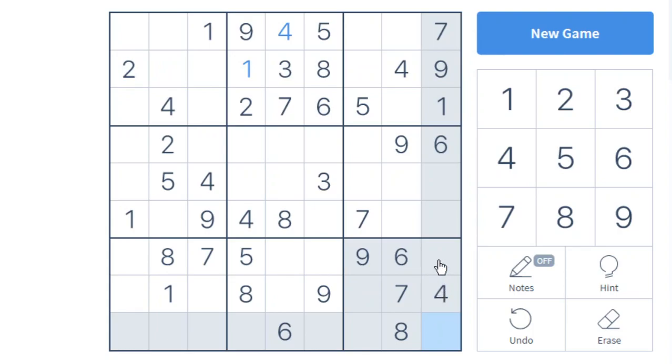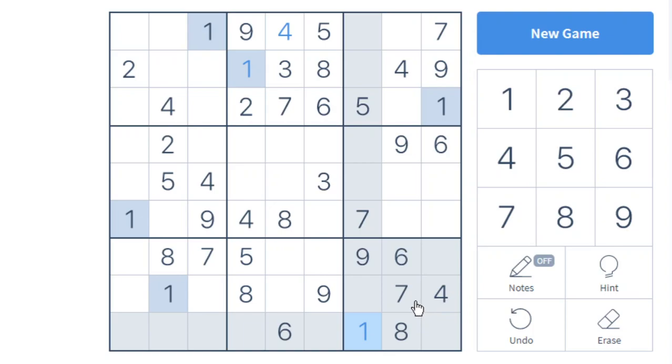We are missing a 1, a 2, a 3, and a 5. Now, we can't have a 1 in this row. We could have a 3, a 2, or a 5, but we don't know for sure. Can't have a 1 in this spot. So can't have a 1 in this row or a 1 in this column. So we can't have any 1s around here, any 1s over here. By process of elimination, our 1 is right there.